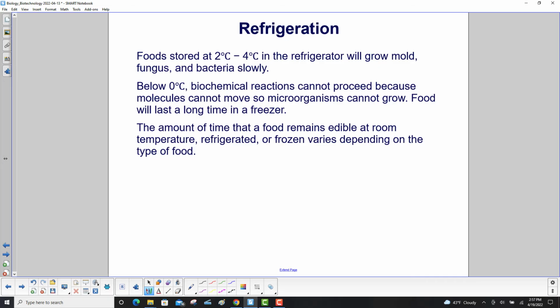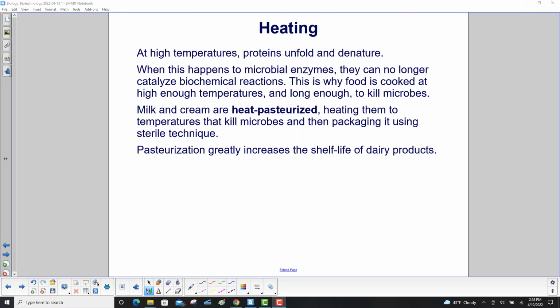But back to refrigeration. Food stored at 2 to 4 degrees Celsius in the refrigerator will grow mold, fungus, and bacteria very slowly. Below 0 degrees Celsius, biochemical reactions cannot proceed because molecules cannot move, so microorganisms cannot grow. Food will last a long time in a freezer. The amount of time that a food remains edible at room temperature, refrigerated, or frozen varies depending on the type of food. Heating. At high temperatures, proteins unfold and denature.